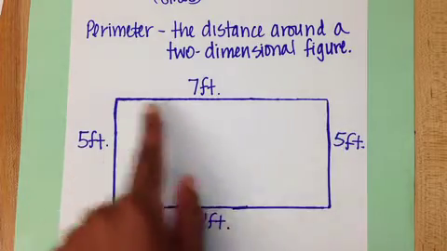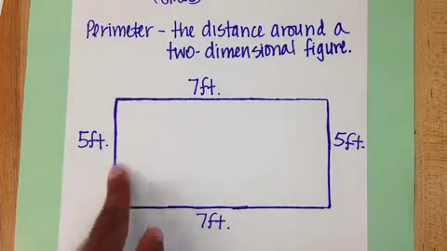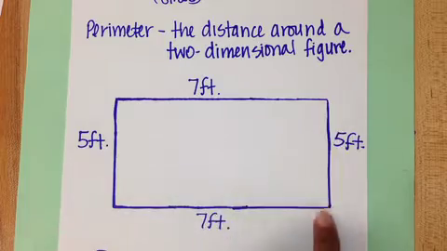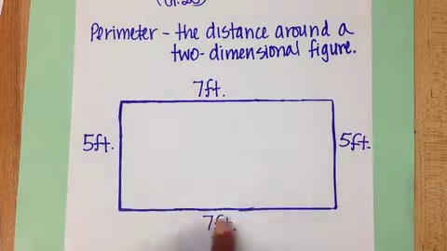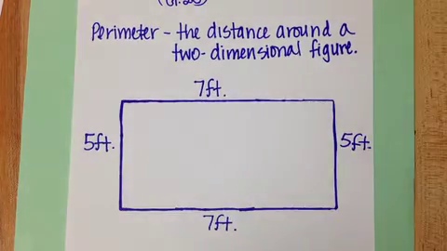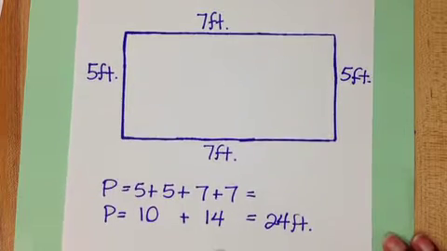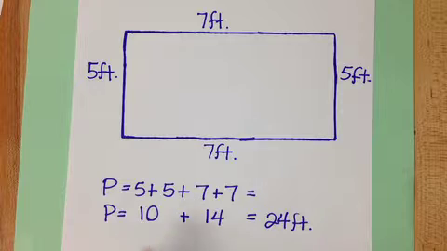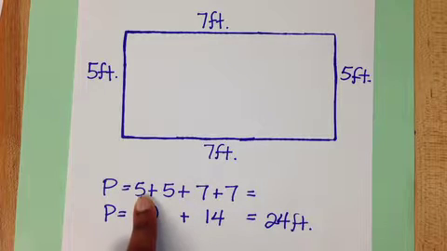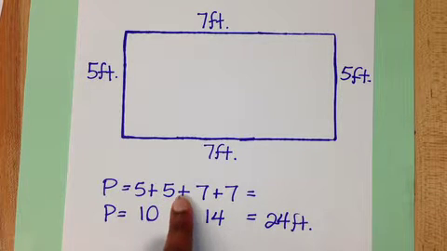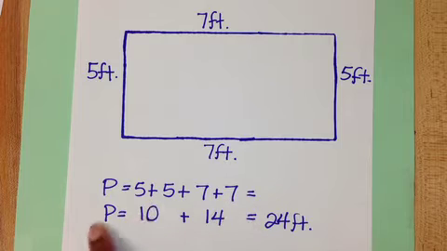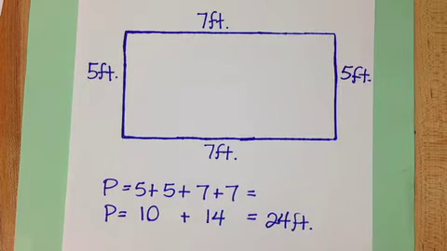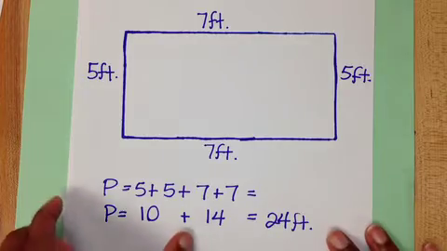So if this is 7 feet, the opposite side is 7. We have 5 feet here, so the opposite side is 5. So we know that our measurements are equal. To find the perimeter of a rectangle, all we have to do is add up the sides. So I have my perimeter equal to 5 plus 5 plus 7 plus 7. 5 plus 5 is 10, 7 plus 7 is 14. So my total perimeter would be 24 feet.